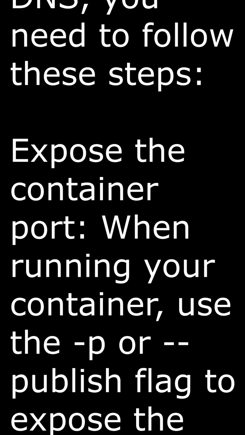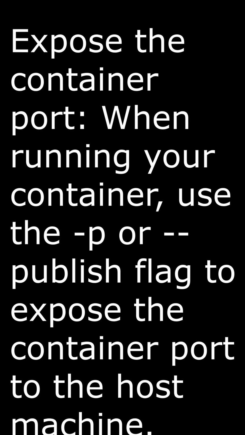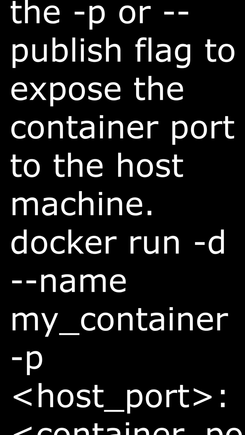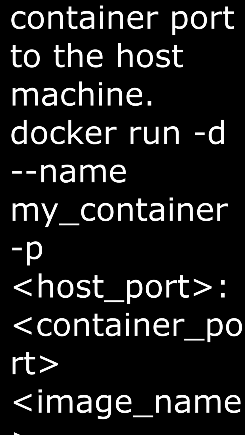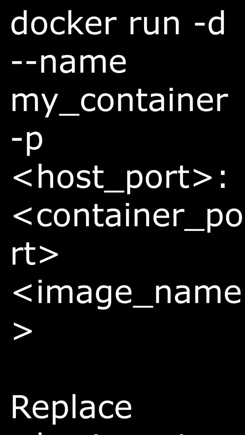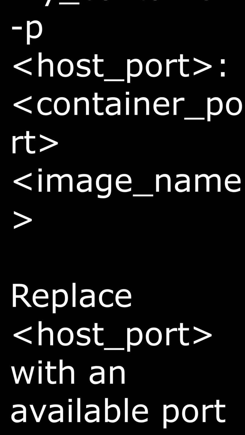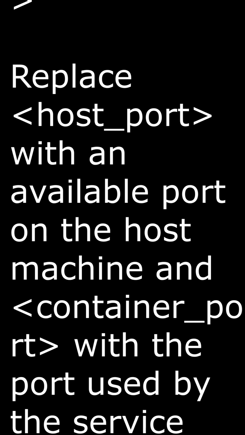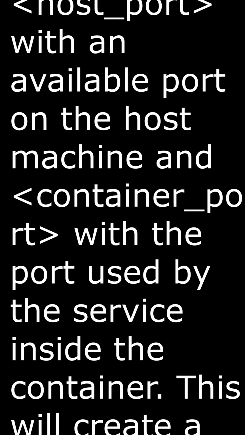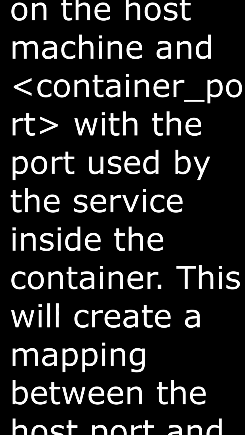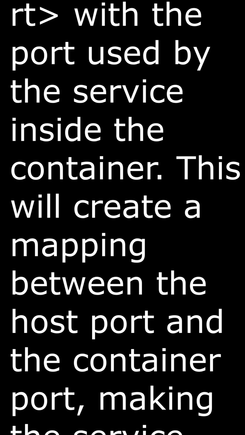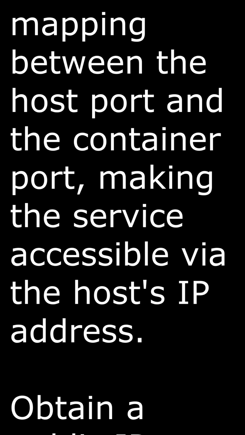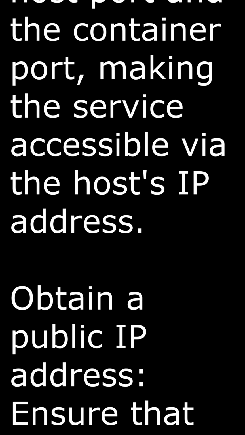Expose the container port. When running your container, use the -p or --publish flag to expose the container port to the host machine. docker run -d --name my-container -p host-port:container-port image-name. Replace host-port with an available port on the host machine and container-port with the port used by the service inside the container. This will create a mapping between the host port and the container port, making the service accessible via the host's IP address.